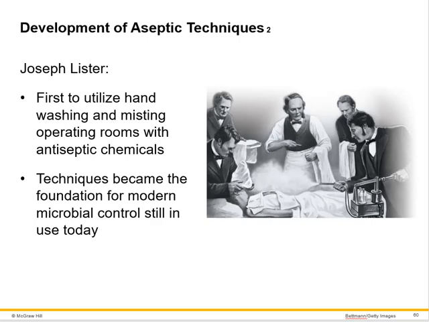So then Joseph Lister came along, and Joseph Lister gave us aseptic technique in surgery. So you can see he was the first one to utilize hand washing and misting in operating rooms with antiseptic chemicals, not just soap and water, and techniques that we now use today. They were the foundation of modern microbial control that's still in use today.